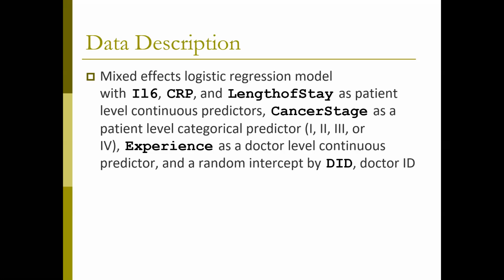Now take a look at it. The IIC, the CRP, and the length of stay, we see those as patient level continuous predictors. Then the cancer stage is a patient level categorical predictor, and of course the cancer stage is going to have level 1, level 2, level 3, or level 4. Now, the experience of a doctor is also going to be put into consideration. Experience is a doctor level continuous predictor, and of course there's a random intercept by DID, which is the doctor ID.